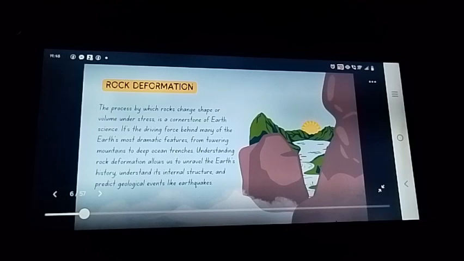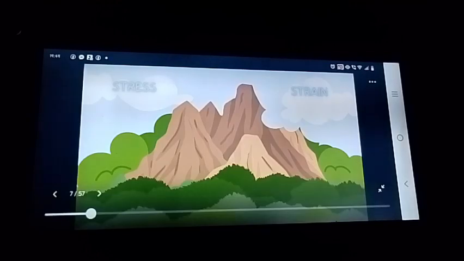Rock deformation is how rocks change shape or size when they are put under pressure or stress. Think of it like squeezing a piece of Play-Doh. It changes shape. This process is what shapes mountains, creates valleys, and even helps cause earthquakes. Rock deformation has two parts: stress and strain.